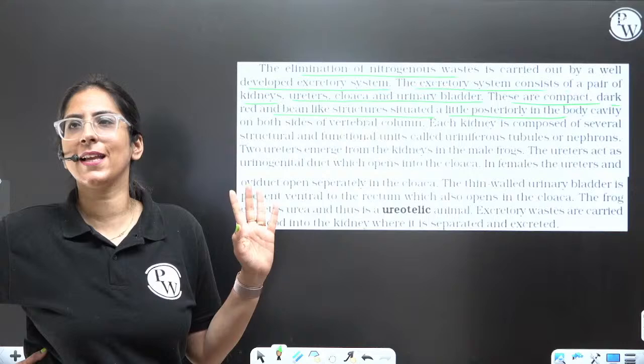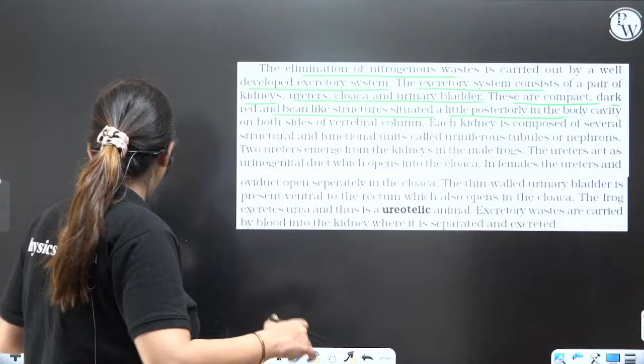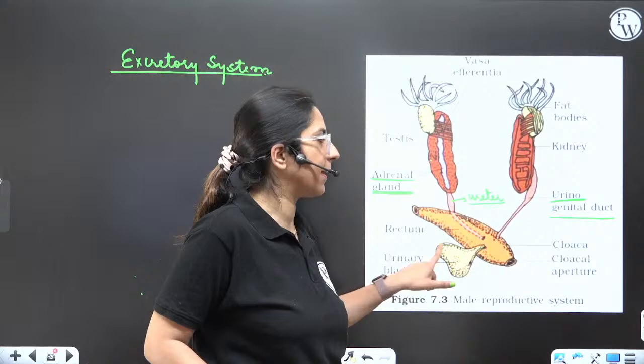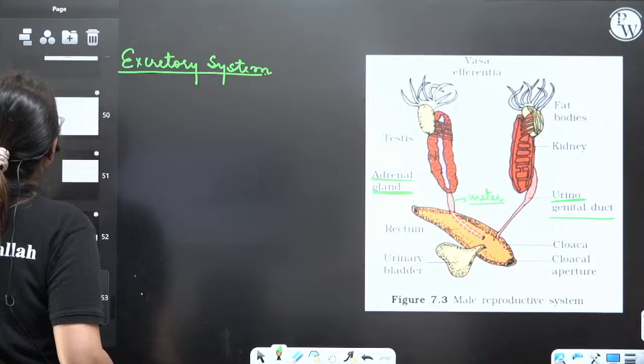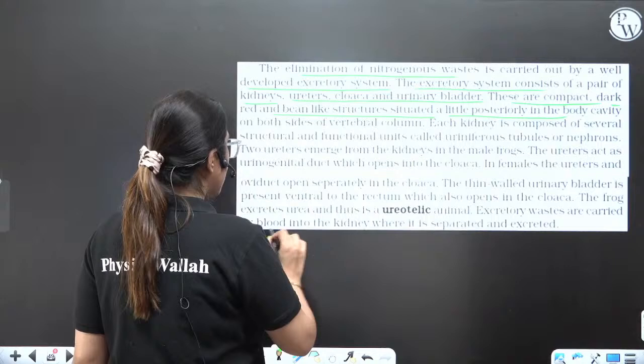The thin-walled urinary bladder is present ventral to the rectum and opens into the cloaca. This I forgot to show you here. There is a urinary bladder on the ventral side, which stores the urine. Excretory wastes are carried by blood, separated by the kidney and excreted.